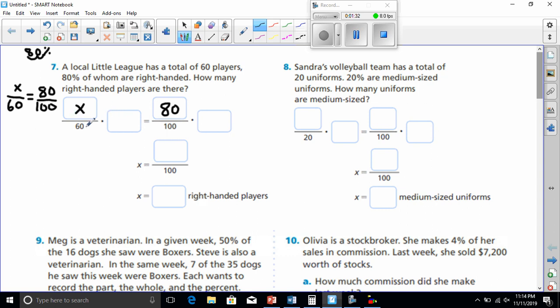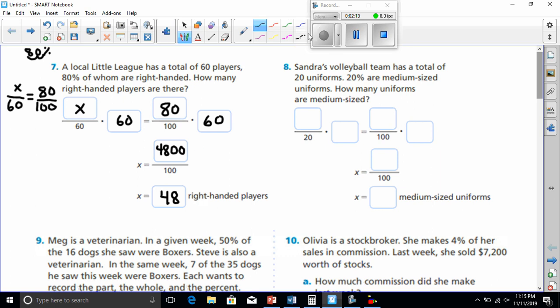And I'm thinking they went to the second step, which was where, since I'm dividing by 60 to get X alone, I have to multiply by 60. And whatever I do to one side, of course, I'll do to the other. And now these will cancel each other out, leaving X alone. And well, 8 times 6 is 48. And since each of them have a 0 at the end of them, I know this is going to be 4,800. 4,800 divided by 100 is going to be 48. So that means 48 out of the 60 players will be right-handed.